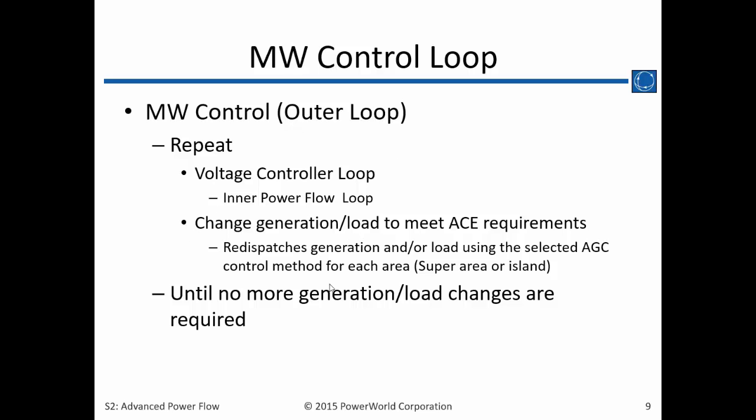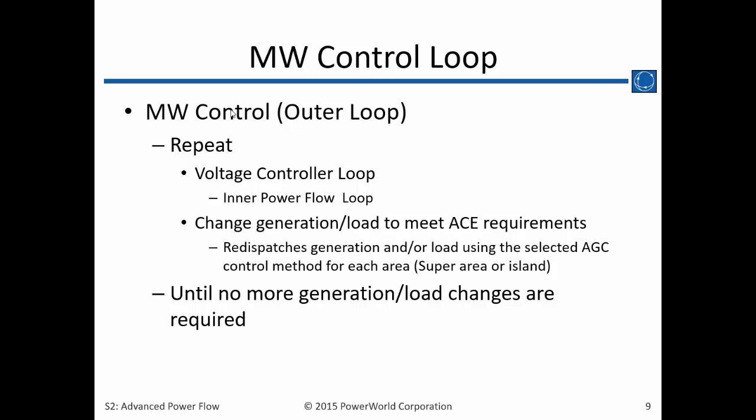And on top of that, it also checks the ACE requirements of each area and makes sure that generation is adjusted to meet the ACE requirements, or perhaps load as well, depending on what type of solution you're doing, because loads can be adjustable during the flow solution if you're doing an optimal power flow, for example. They aren't often, but they can be. So it redispatches generation or load using the selected AGC control method for each area to balance this.